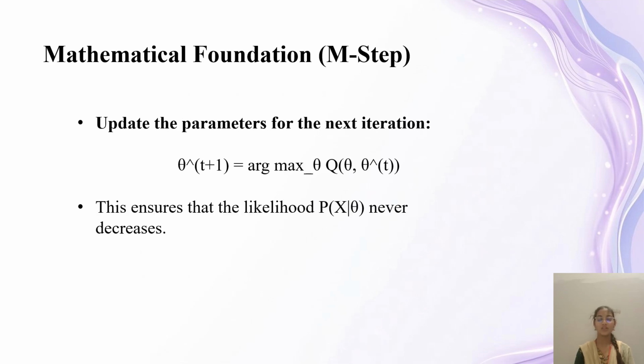And the mathematical foundation for M step is, M step means update the parameters for the next iteration. The mathematical expression is θ^(t+1) equals argmax over θ of Q of θ comma θ^(t). This is the mathematical foundation for M step. This ensures that the likelihood P of X given θ never decreases.